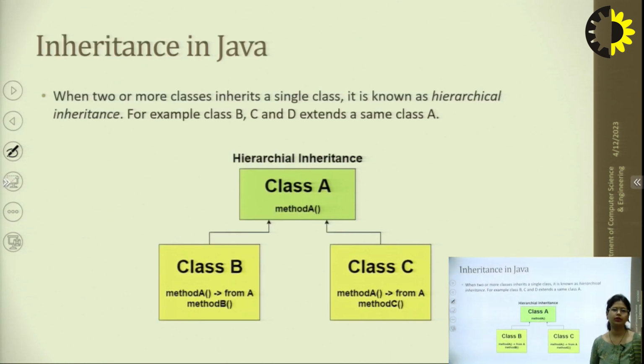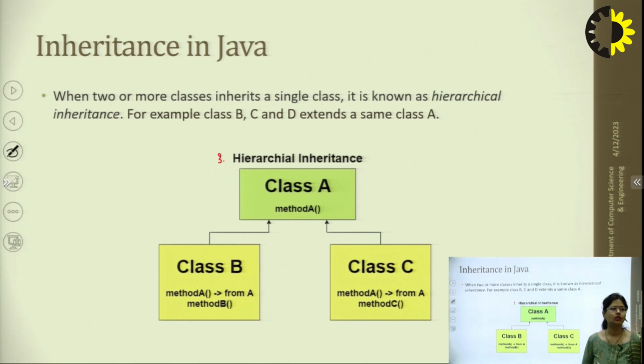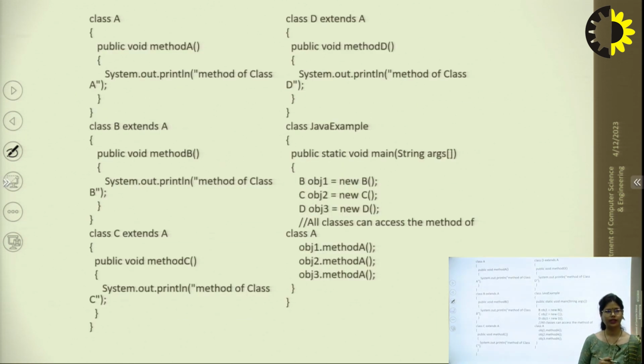Next, let's get to the third type of inheritance, which is hierarchical inheritance. When two or more classes inherit a single class, it is known as hierarchical inheritance. Like in this example, there is a class A, which is obviously the superclass, and there are class B and class C. Both are inheriting the same class A. How can we achieve this? Let's see the example.